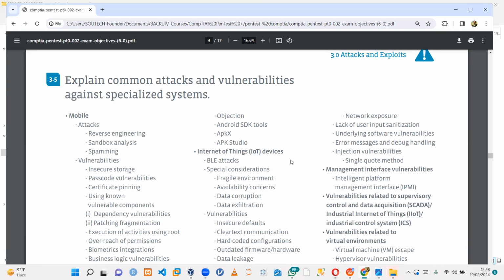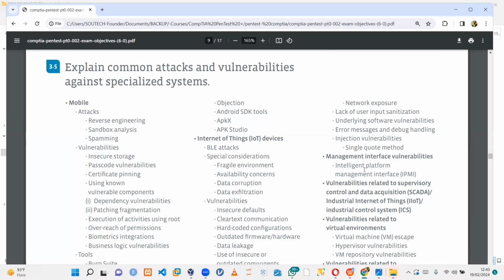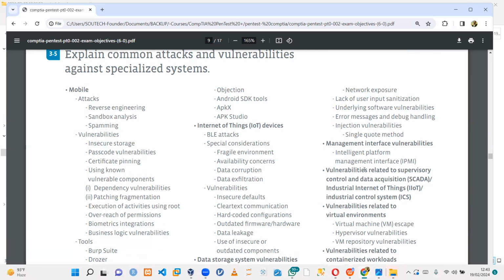So you see, most of these things now are lumped together. So you should be able to explain them, right? So you should be able to explain the kind of attacks you have in mobile, you have in Internet of Things, you have in different devices. At times you have mobile device management software, you have in industrial systems, you have in virtual environments. So you should be able to explain them, right?